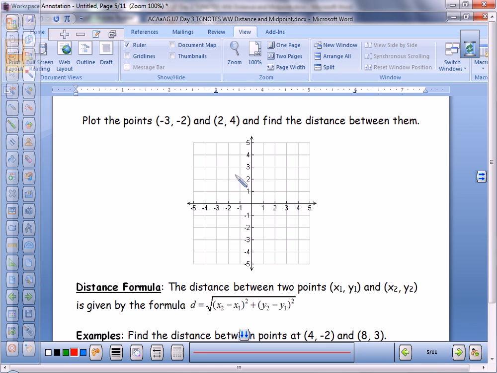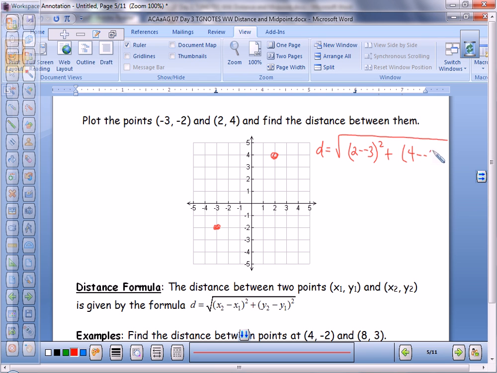So let's work through one problem just using the distance formula. Let's say we had the point 3, negative 2, negative 3, negative 2, and positive 2, positive 4. And we're going to find the distance between them using the distance formula. So it's the square root of the difference in your x's. So 2 minus negative 3 squared plus the difference in your y's. 4 minus negative 2 squared.